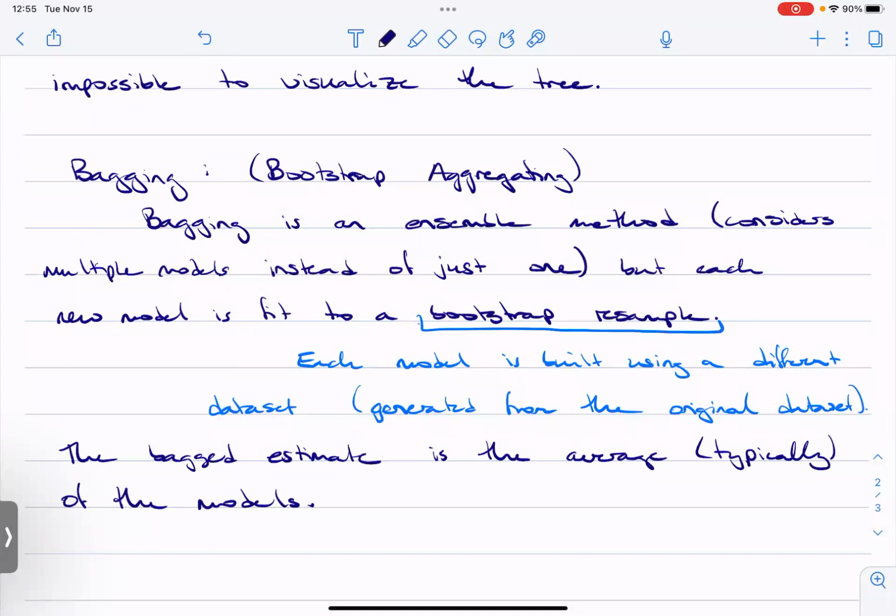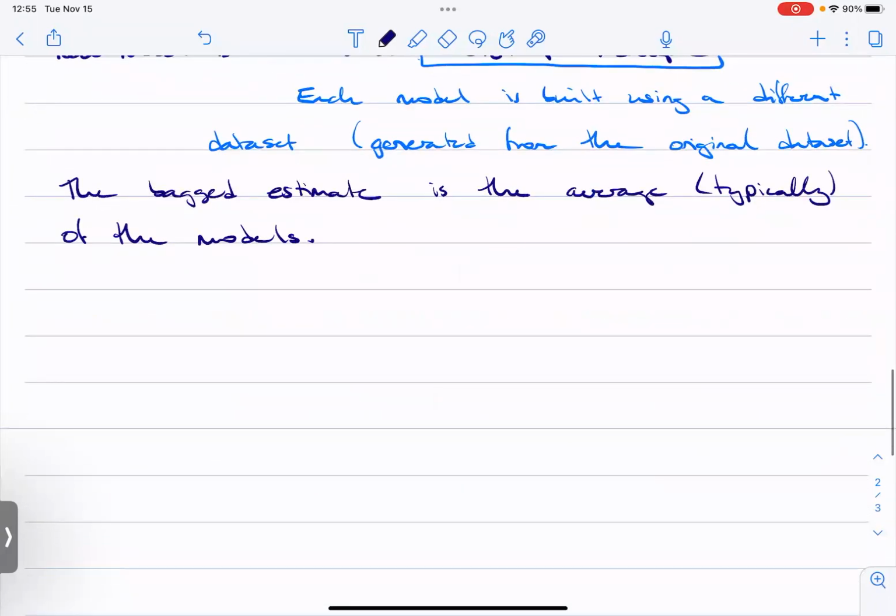So bagging is kind of our first step into multiple trees. Now the next step is going to be the random forest. The random forest is bagging, but instead of just bootstrap resampling of the data that we build the models on, we're also sampling the predictors. So it has that added layer of sampling the predictors as well. So we don't always use the same predictors.